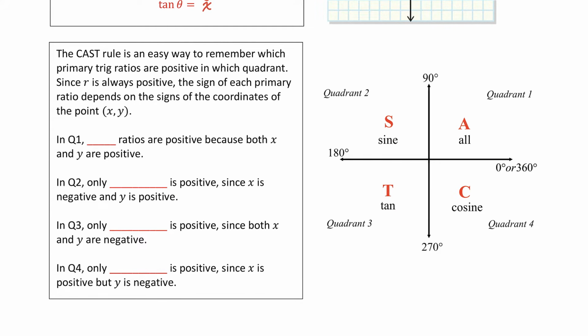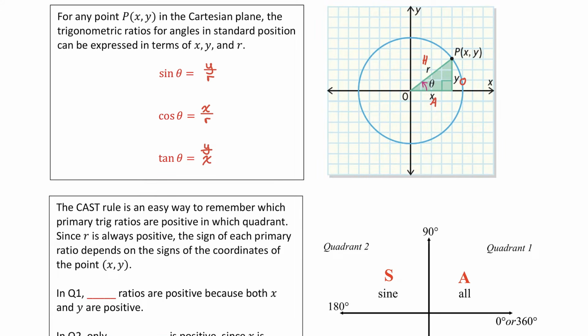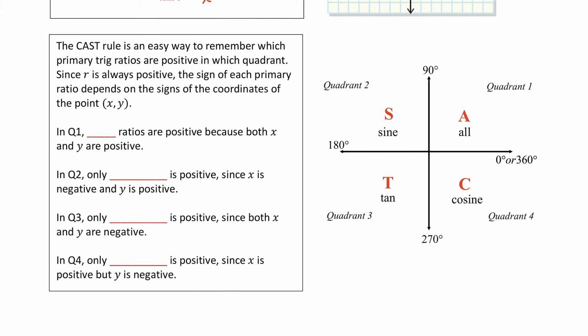In quadrant number 1, all the ratios are positive. But in quadrant number 2, only the sine ratio is positive. Well, why is the sine ratio positive? Well, if we look at how we define the sine ratio, it is equal to the y coordinate divided by the radius of the circle. Now, the radius of the circle will always be defined as positive, but y coordinates are not always positive. Y coordinates are only positive above the x-axis, so here and here. That's why in those two quadrants, the sine ratio is positive. But in quadrant 3 and 4, y coordinates are negative. That's why in those two quadrants, you see that sine is not positive.